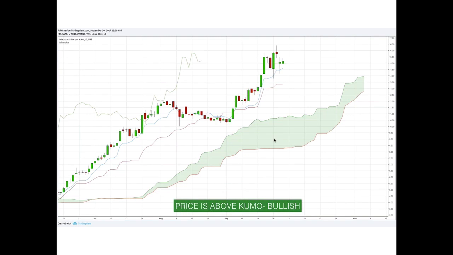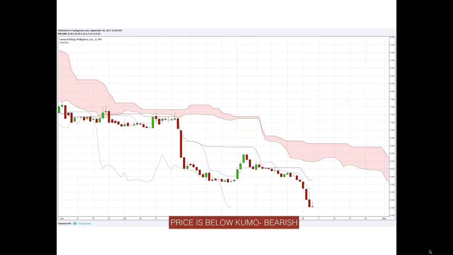Every trend starts with a Kumo breakout. MAC had been on an uptrend since price broke above the Kumo. If price is below the Kumo, the sentiment is bearish. Here is CHP, which had been on a downtrend since price broke below the Kumo.